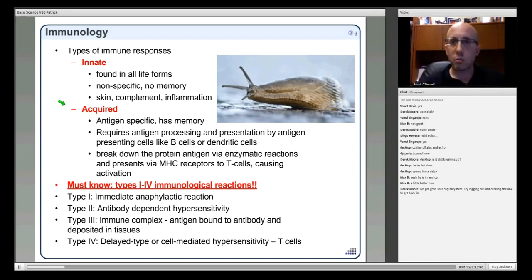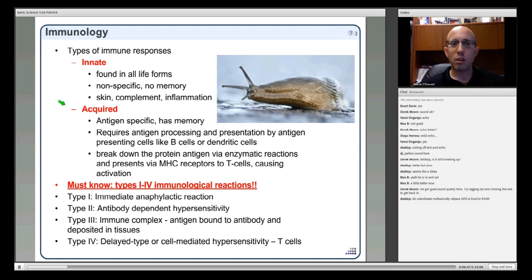This is antigen specific, so it has a memory. It requires antigens to be processed and presented by antigen presenting cells, 2 examples of which are B cells and dendritic cells. What these antigen presenting cells do is they break down the antigen by enzymatic reactions and put it on the cell surface receptor of the MHC complex to tickle those T cells in just the right way, causing their activation.